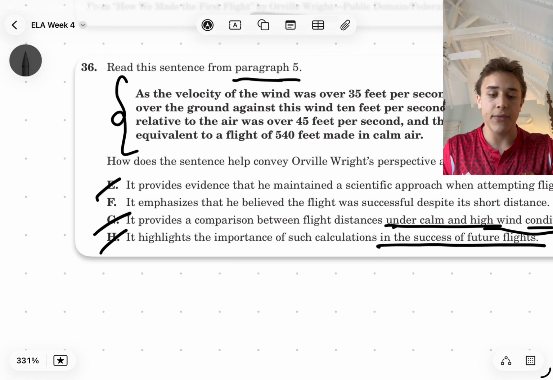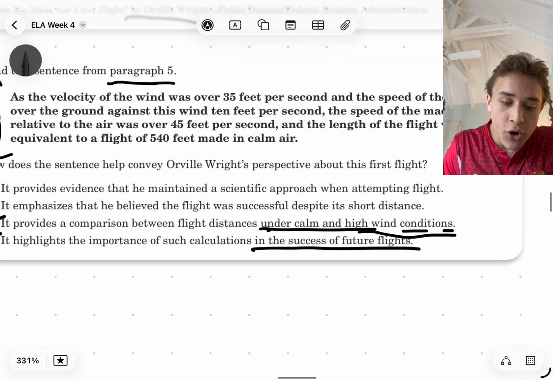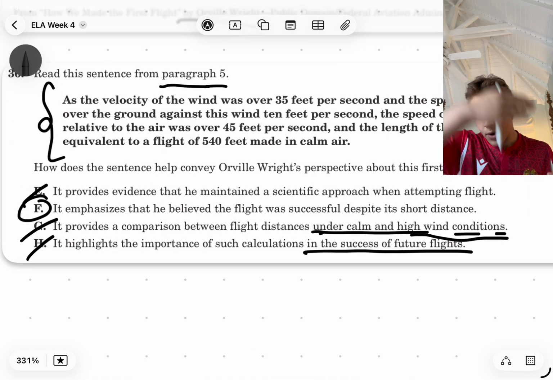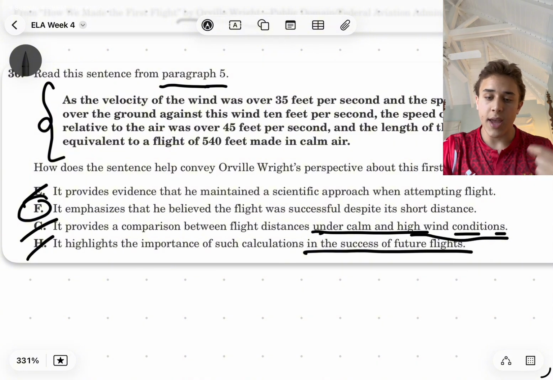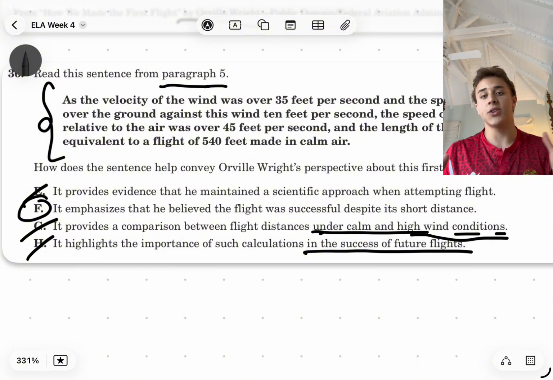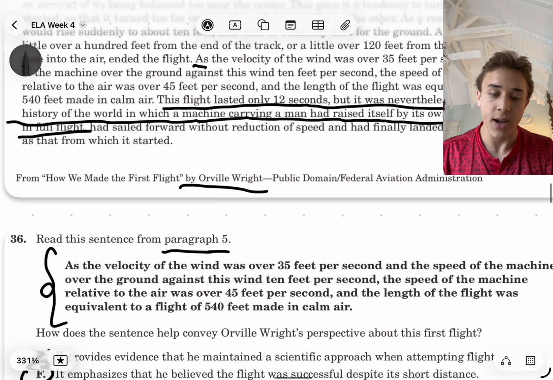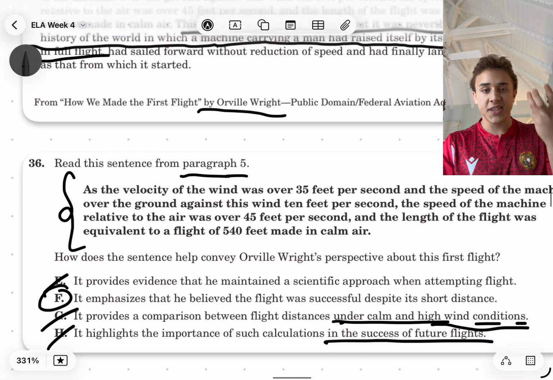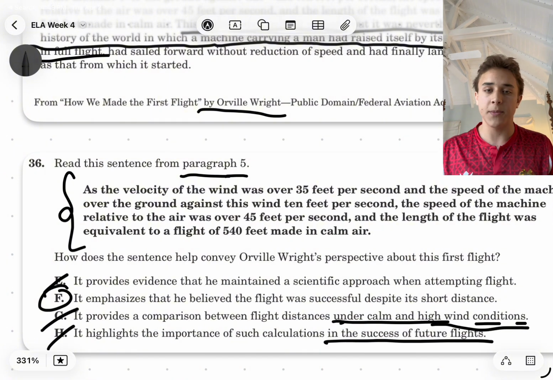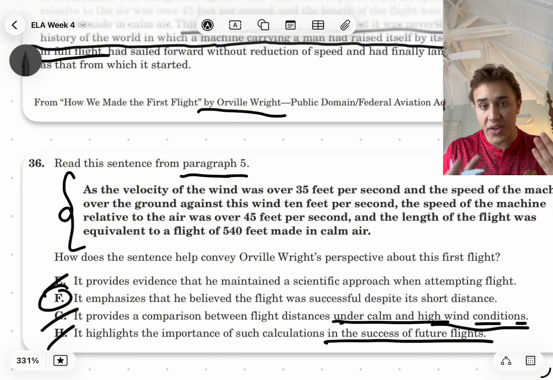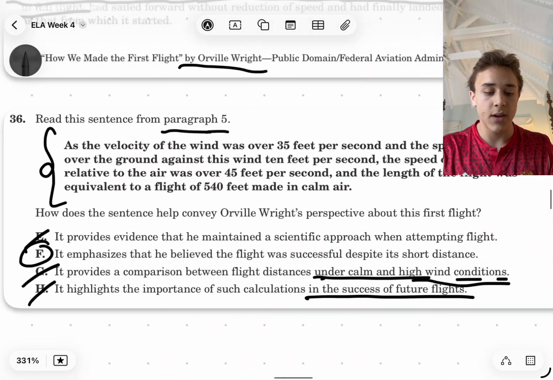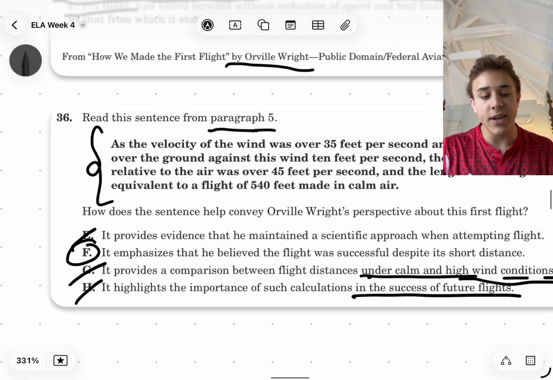And that leaves F. We know F is correct because he emphasizes the fact that this flight would have gone a lot farther in better conditions. And he mentions after that although it was a short flight, it was actually a success, and it was a good first step, which is sort of what F is saying. It's keeping this optimistic idea that, although they didn't get that far this time, it's going to get them farther in the future. So the answer to this question is F.